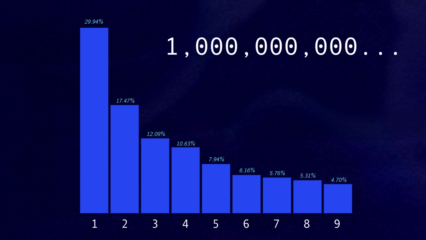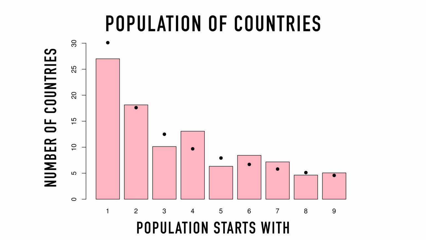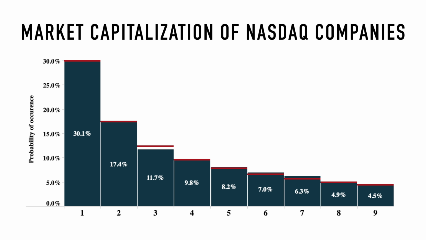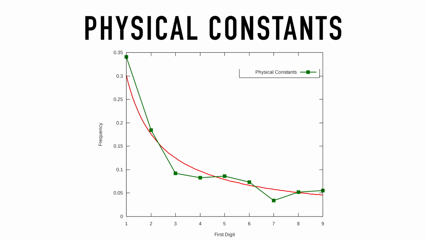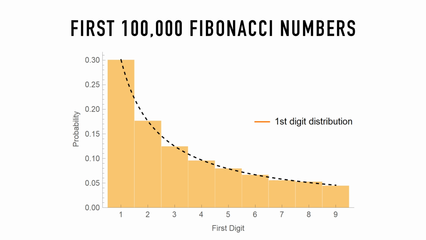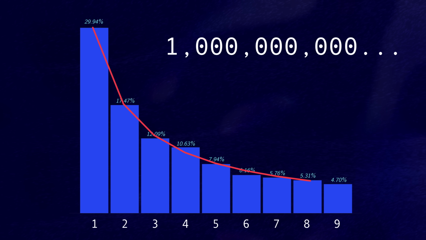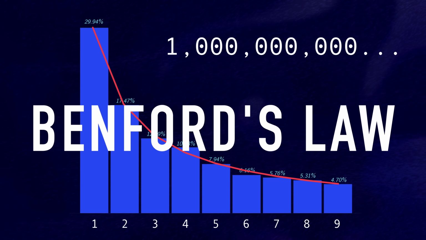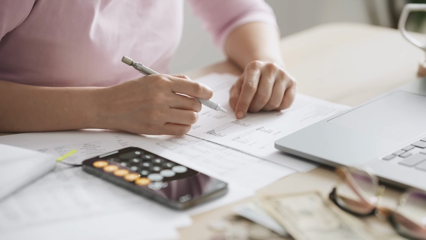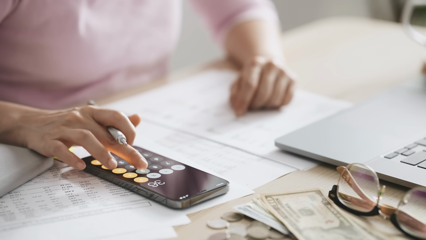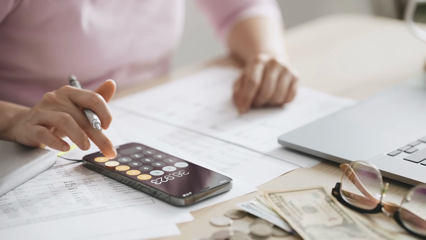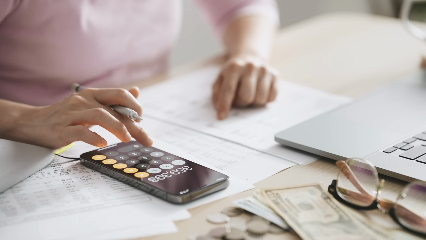Now, this pattern is not unique to 3x plus 1. It actually comes up everywhere, from the populations of countries to the value of companies, all the physical constants and the Fibonacci numbers, just to name a few. The distribution is known as Benford's Law. And it is even used to detect fraud. If all the numbers on your income tax forms obey Benford's Law, then, well, you're probably being honest. If not, you may be hiding something.